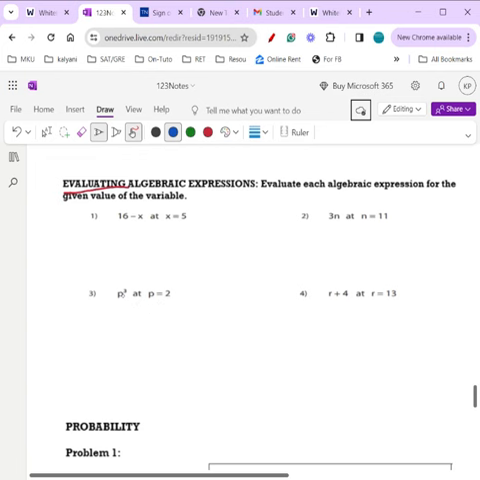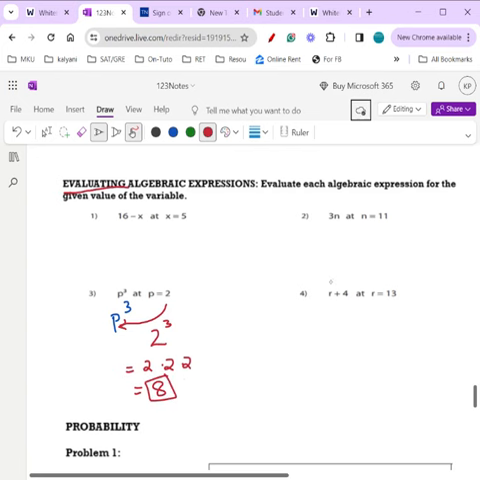So it says p to the third exponent, and the value of p, 2, is given to you. So I'm going to replace the letter p with the 2. So it's going to be 2 to the third exponent. 2 to the third exponent means 2 times 2 times 2, which is 2 times 2 is 4, 4 times 2 is 8. That's the answer. Okay, just like that.